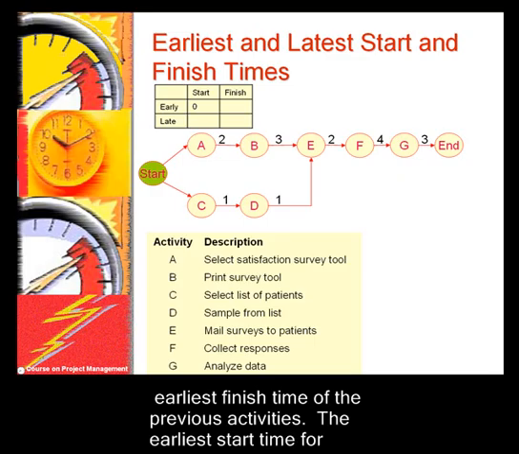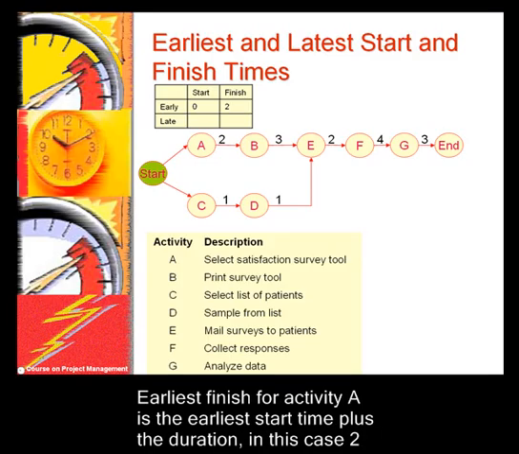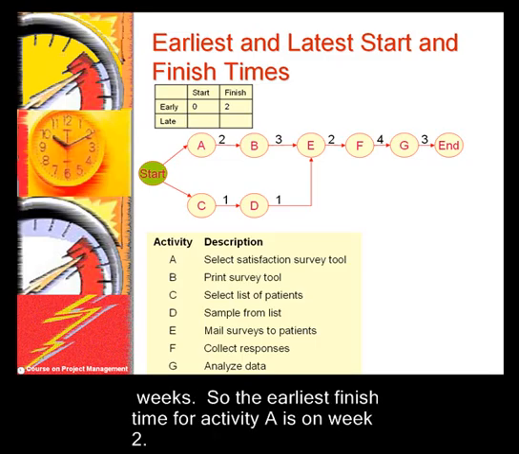The earliest start time for activity A, selection of satisfaction surveys, is at week 0. Earliest finish for activity A is the earliest start time plus the duration, in this case 2 weeks. So the earliest finish time for activity A is on week 2.